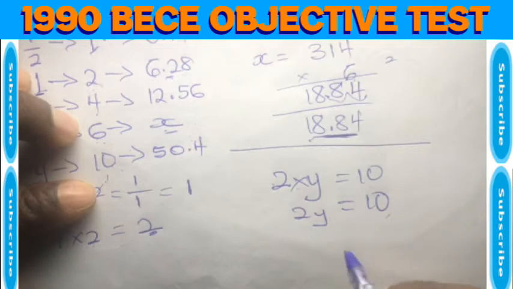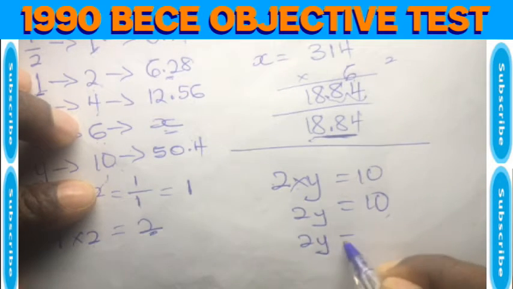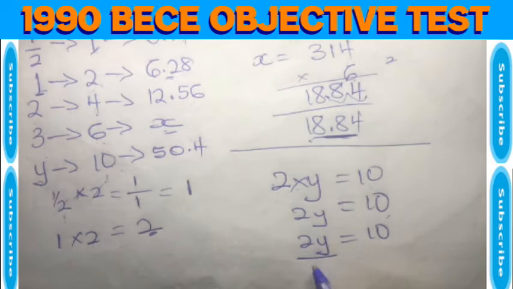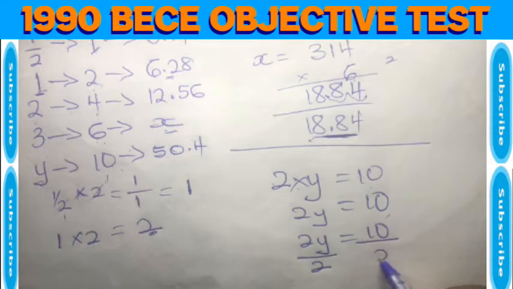2y will give us 10. So to find the value of y, let me repeat this. 2y is equal to 10. To find the value of y, we need to divide this y by the coefficient, which is 2. So divide y by 2, and then divide 10 also by 2. We divide here by 2 because we want y to stand alone.